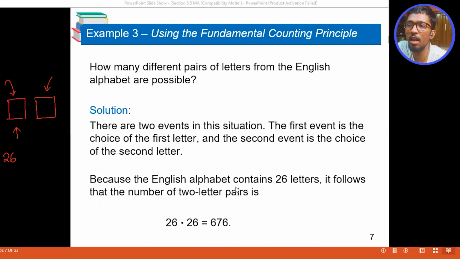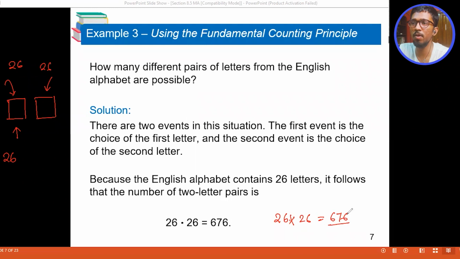Because the English alphabet contains 26 letters, there are 26 ways I can put one letter in the first position. Either I can put A or B or C or D, up to Z. After putting one letter, how many ways can I put one letter in the second position? Again 26 letters, from A to Z. So the total number of pairs will be 26 into 26, which is equal to 676. That is the answer.